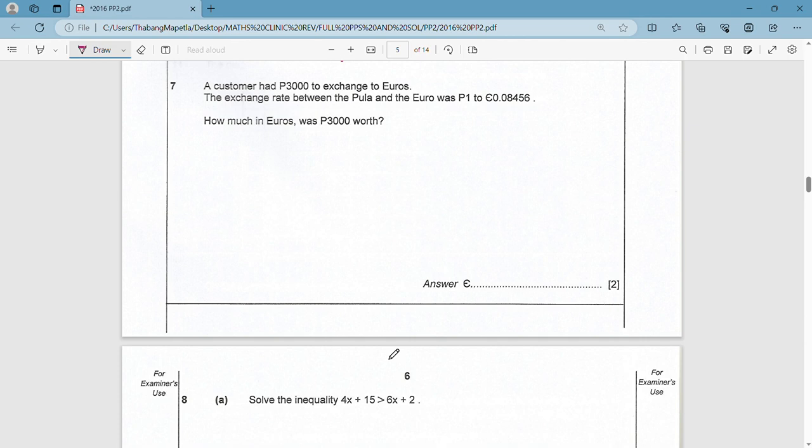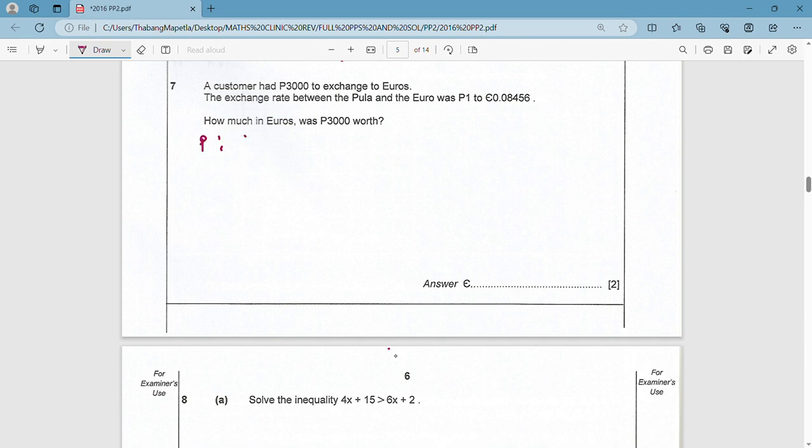So the exchange rate between Pula and euro is 1 Pula to 0.08456 euros. How much in euros was 3,000? You can simply use ratio and proportion, or you can simply just divide. So how much in euros? Euro is big. We know euro is big and Pulas are small. So therefore let's just use ratio.